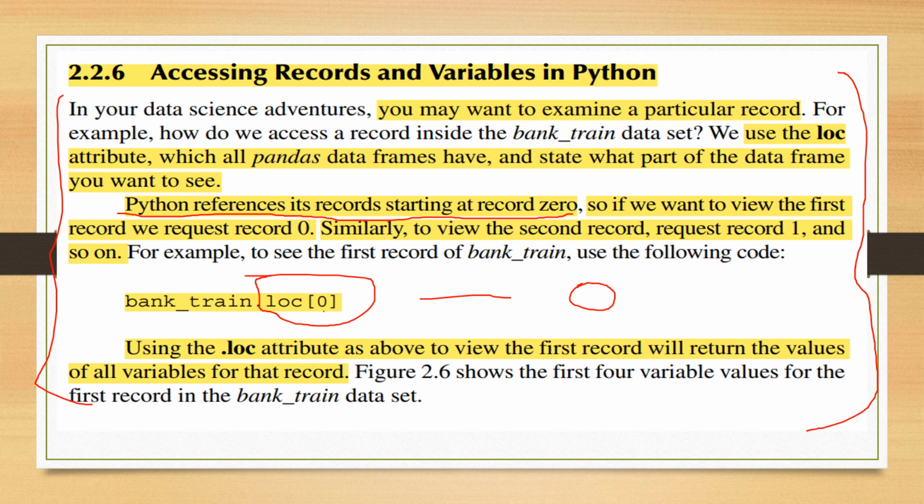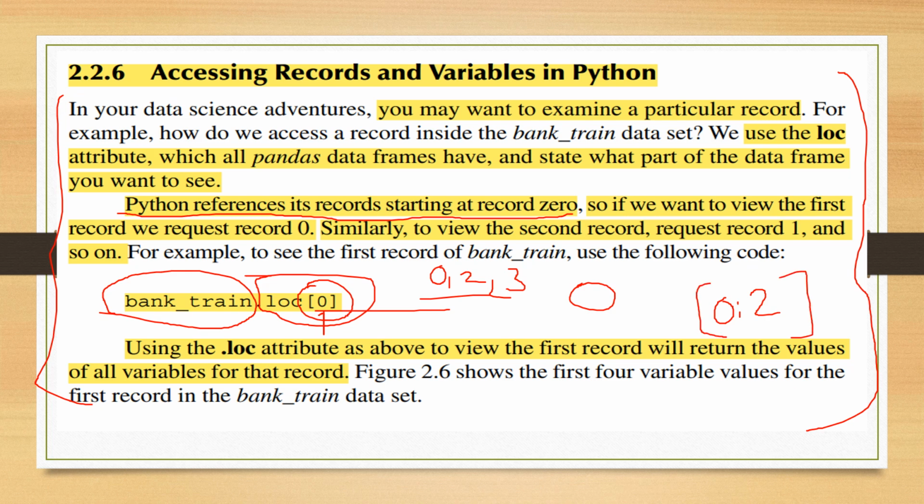So if I want to access the 0th record of the bank_train_name dataset, I will use dataset name dot loc, and inside the square brackets, I will give the index. If I want to access two or more indices, I can give 0, comma, maybe 2 or 3. It will fetch me the first, third, and the fourth record of my dataset. If I want to fetch the first three records, I will give 0, colon, 2 inside the brackets. So it will fetch me the 0th, first, and the second record.